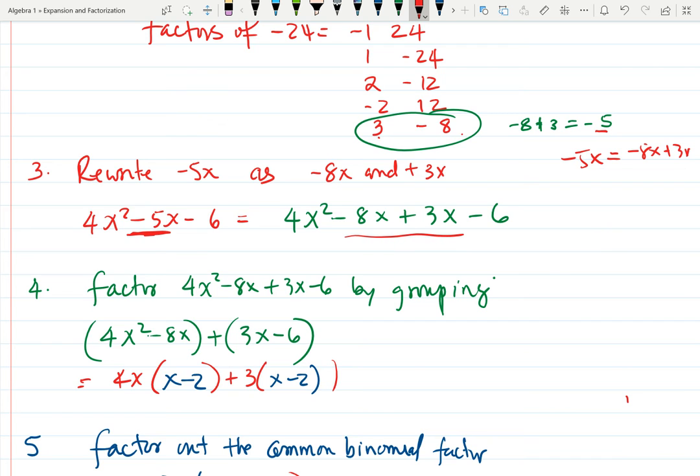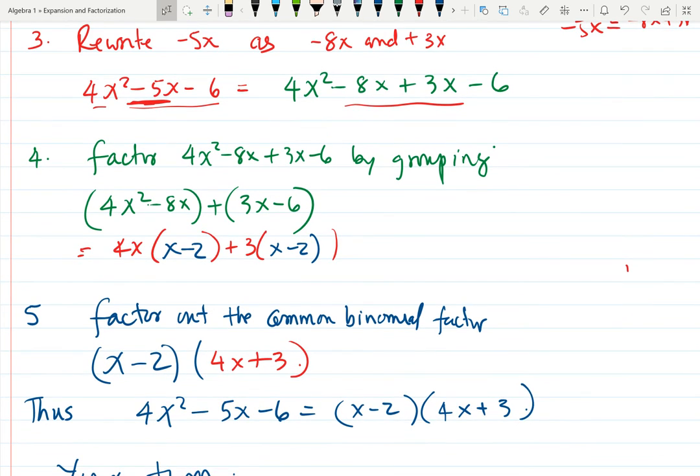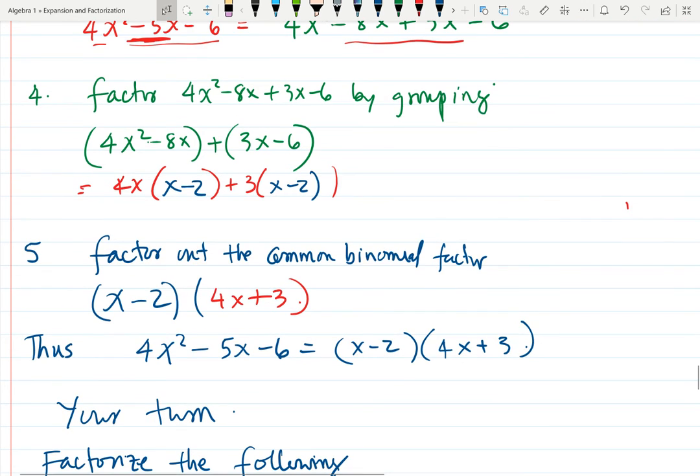We rewrite this so that we can have 4 terms instead of 3 terms. When we have 4 terms, then it's easy to factor by grouping. So we group the first 2 and then the last 2, and then we factor it. Now we see we factor 4x here, leaving x minus 2. And then here we factor out 3, and we also have x minus 2 left.